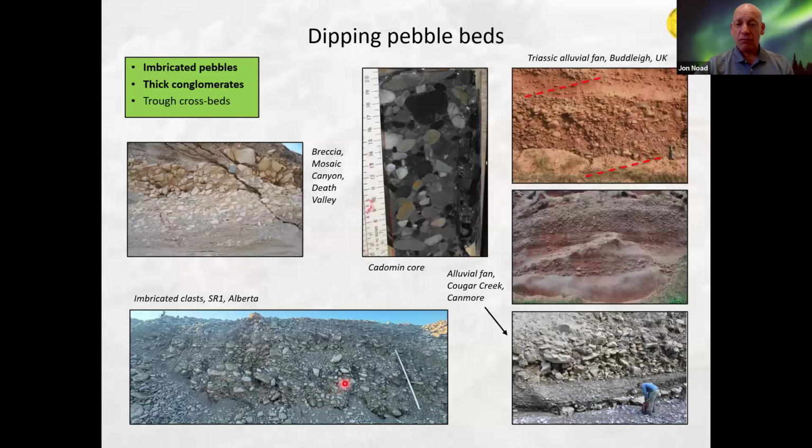This is from a project I'm working on at the moment in Calgary. And what we can see here is that the pebbles are actually dipping in the other direction. So the flow would be towards the left. And this is from a recent gravel deposit.